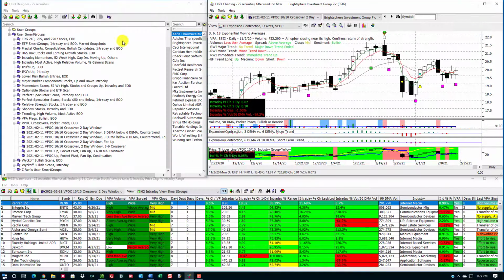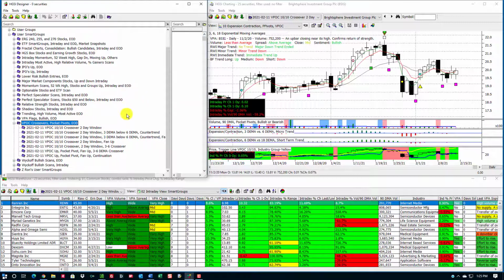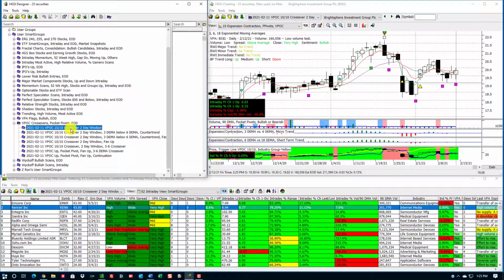Now I'm going to minimize this. I'm going to go back over here, and show you what I'm using here. And by the way, when you download the files, you will have all of these scans. So once again, the purpose of these is to locate entry points to the long side using the volume point of control. Now this is a basic one.